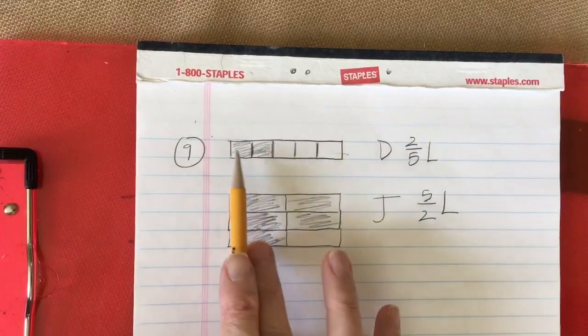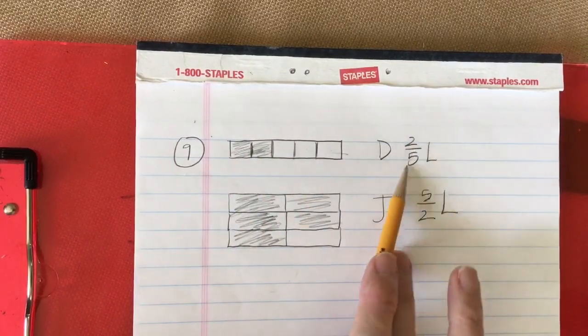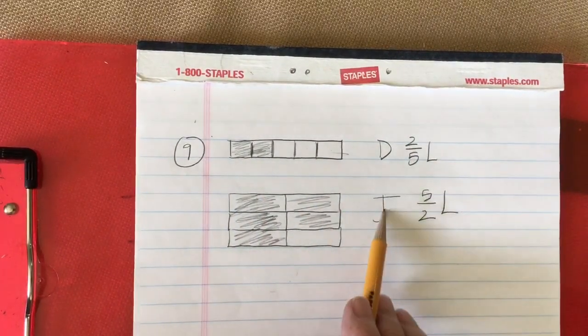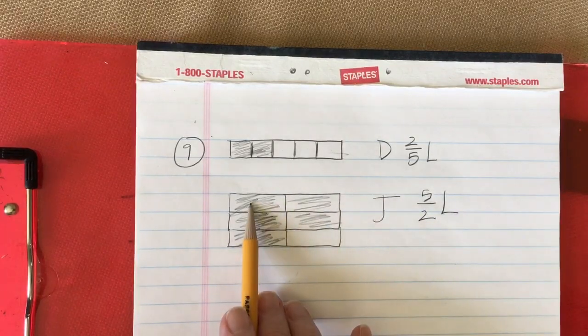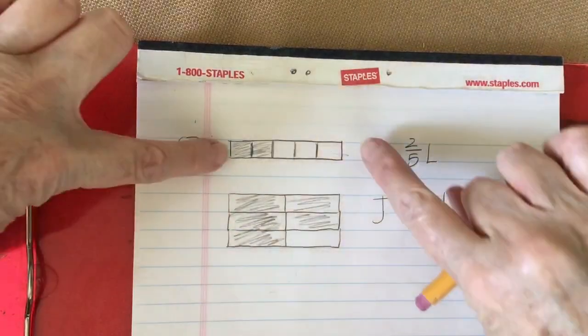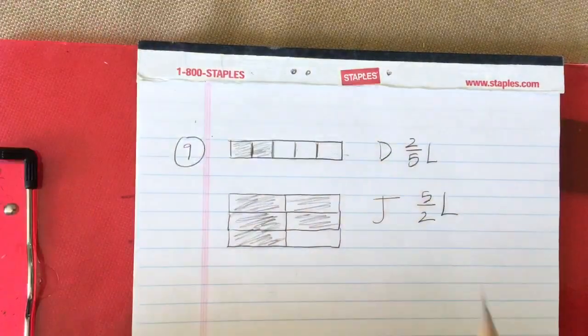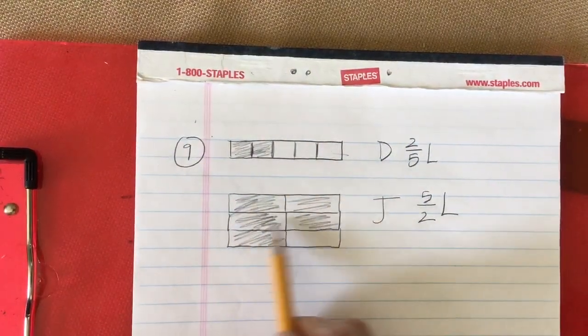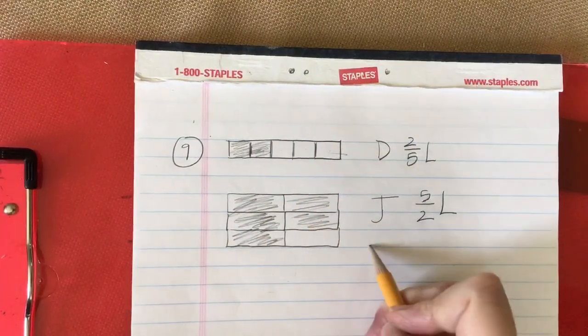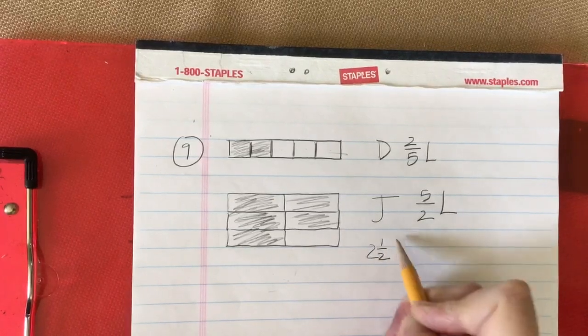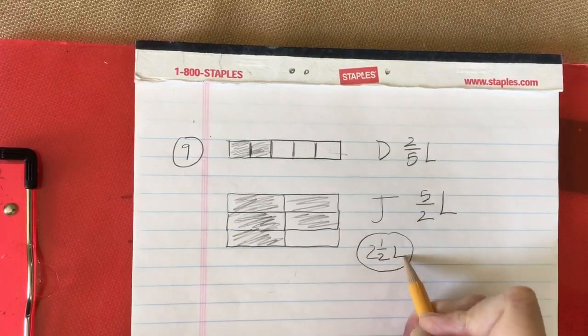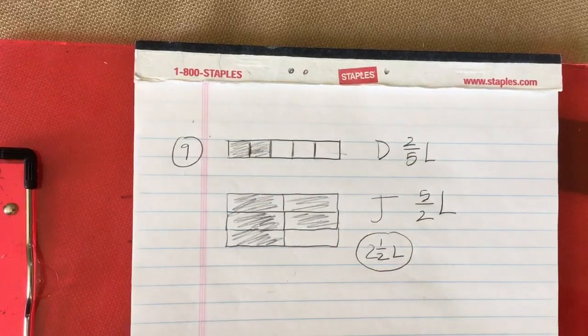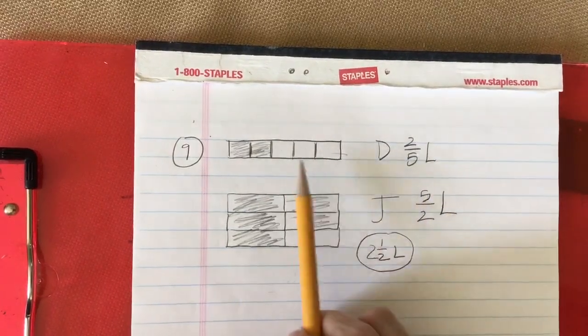All right, so here's this water bottle with 2/5. Here's his water bottle, ginormous. It has 5 halves. Now, do you see that the wholes are the same, right? So this is 1 whole, 2 wholes, 2.5. This is 2.5 liters. That's a mixed number, okay? This is only 2/5 of 1 liter.